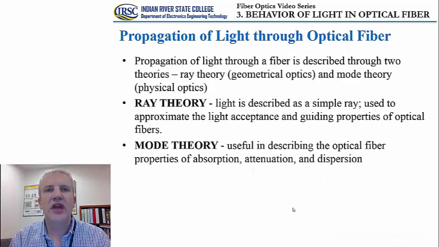The concept of propagation of light through an optical fiber is described through two distinct theories. According to the first theory, light is described as a simple ray. This is the so-called ray theory, and it's based on geometrical optics. The advantage of the ray theory approach is that you can get a clearer picture of the propagation of light along the fiber. The ray theory is used to approximate the light acceptance and the guiding properties of optical fibers.